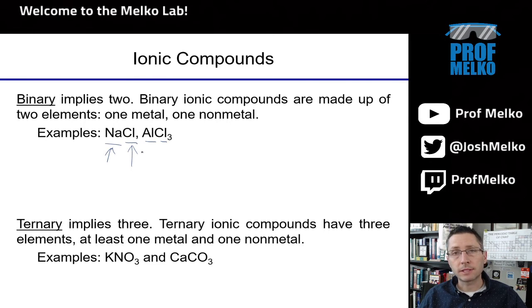You can also have these ionic compounds come as ternary, which implies three. And so these have three different elements. So now, in addition to a metal like potassium and a non-metal like nitrogen, you have perhaps another non-metal like oxygen. So at least one metal and one non-metal, because it has to be that for ionic, but then you have this third element. So that's classifying ionic into ternary and binary.